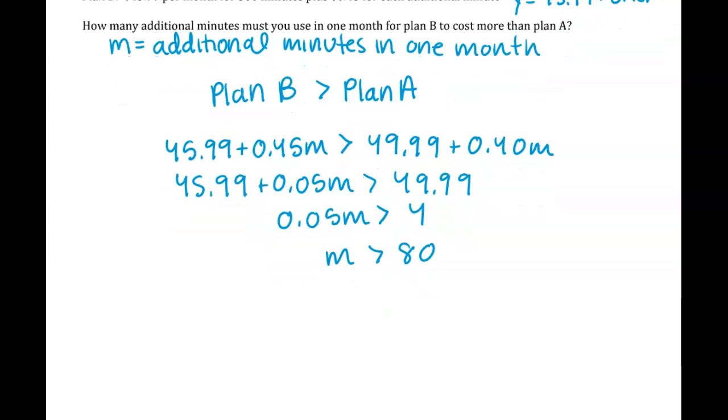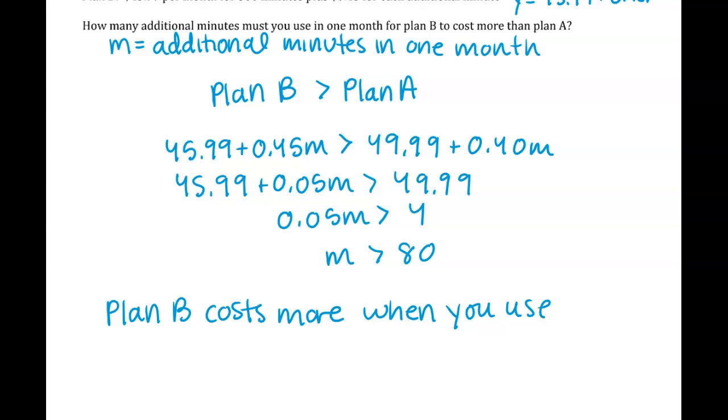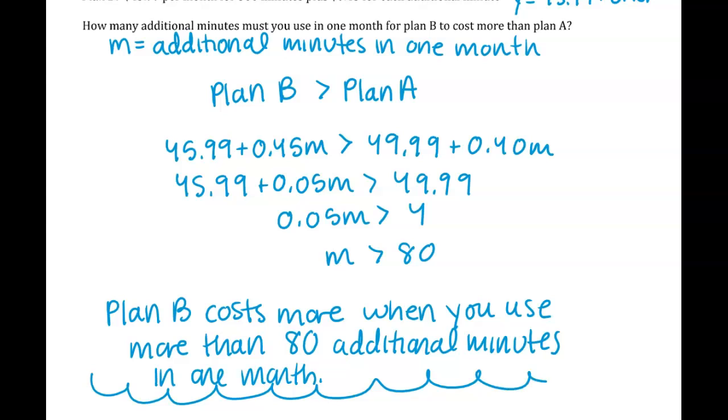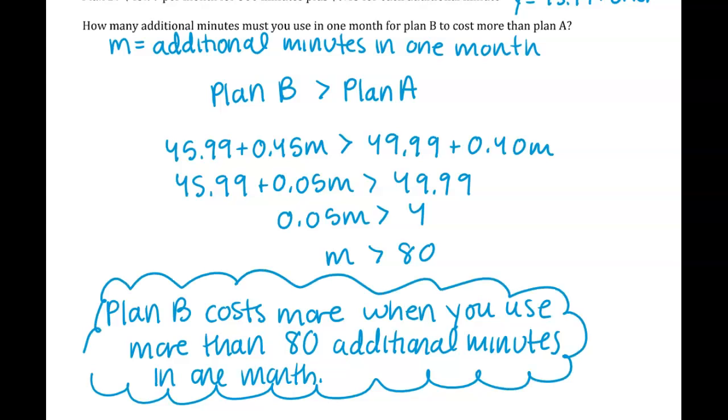So, as far as answering the question, Plan B costs more when you use more than 80 additional minutes in 1 month. And that's our answer. So again, there are lots of applications of inequalities, and here's just one of them.